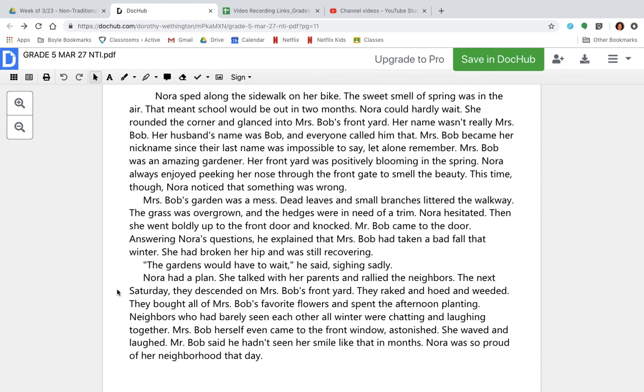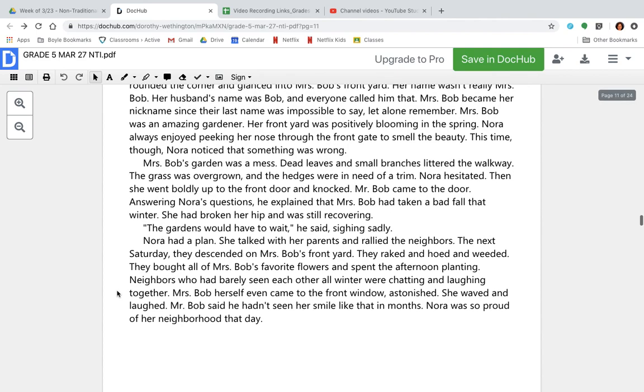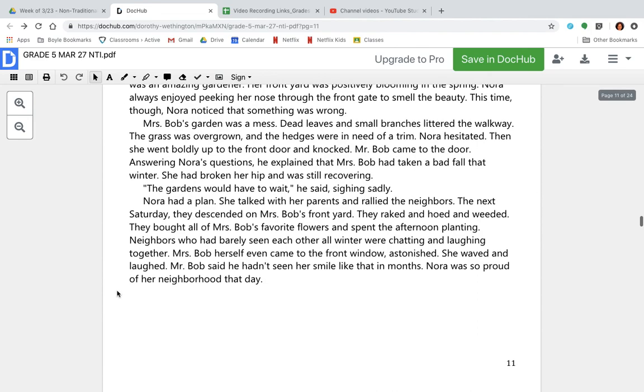Nora had a plan. She talked with her parents and rallied the neighbors. The next Saturday, they descended on Mrs. Bob's front yard. They raked and hoed and weeded. They bought all of Mrs. Bob's favorite flowers and spent the afternoon planting. Neighbors who had barely seen each other all winter were chatting and laughing together. Mrs. Bob herself even came to the front window, astonished. She waved and laughed. Mr. Bob said he hadn't seen her smile like that in months. Nora was so proud of her neighborhood that day.